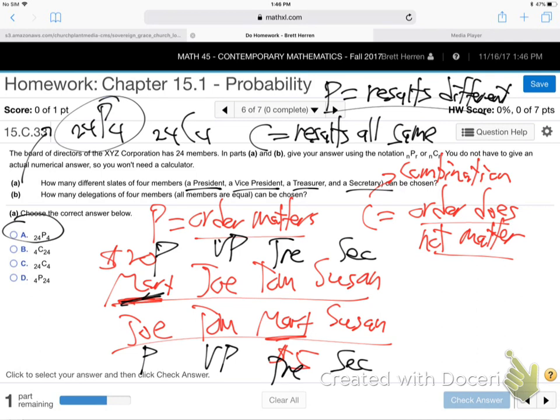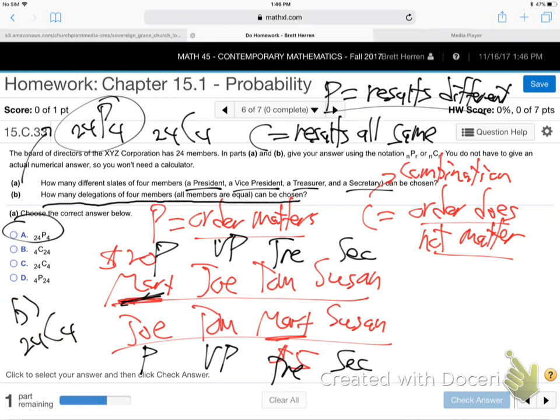So part B, look at part B. How many delegations of 4 members can be chosen? Now in part B, they're just picking 4 people to be on some delegation. I don't know what that is, but the point is they don't have different offices, right? Out of the 24 members on the board of directors, just pick 4. See, it says all members are equal. There's no distinction.